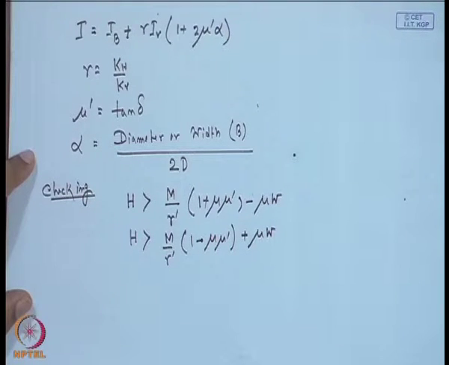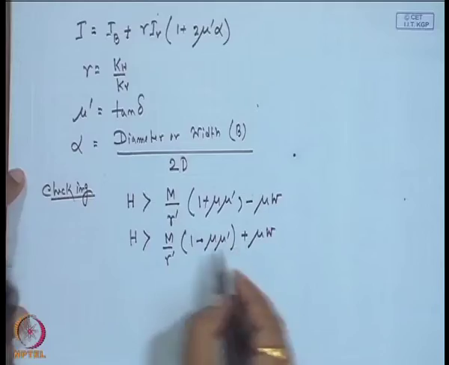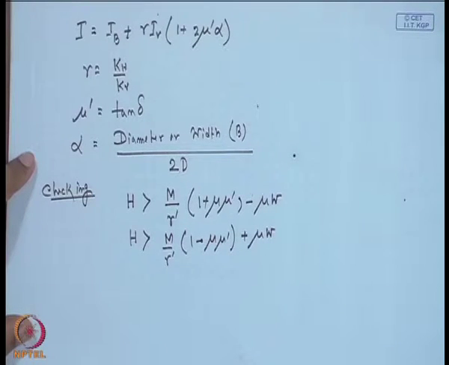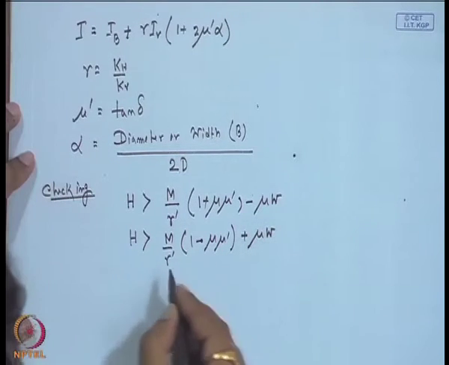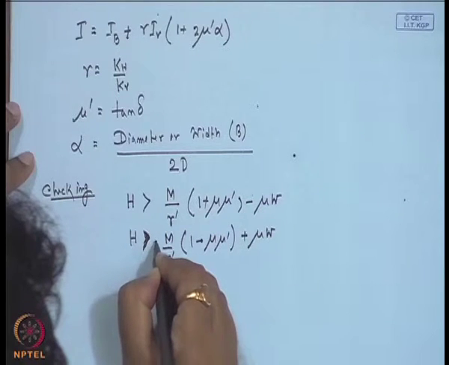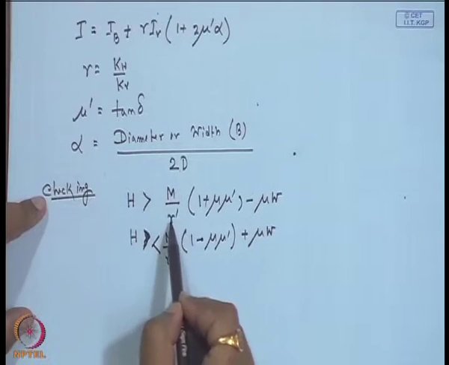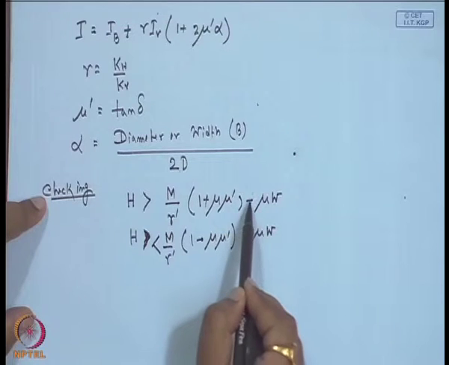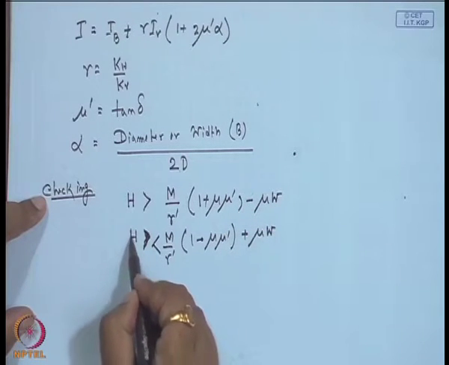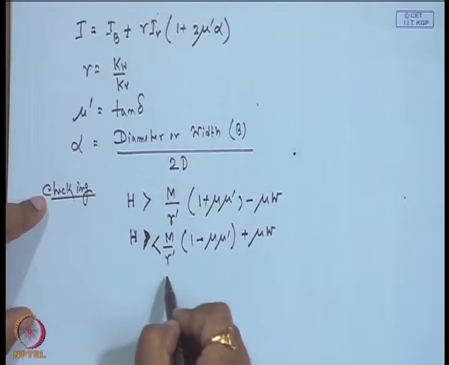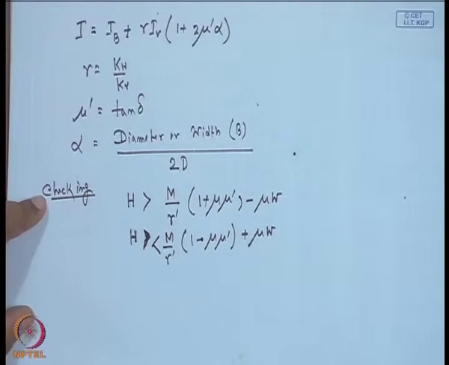So, in the first check you have to consider that mu and mu w that you have to calculate. Once you calculate, mu dash is given as tan delta, similarly mu is given as tan phi. That means one check is H greater than M by R dash into (1 plus mu dash minus mu w), and another is H should be less than M by R dash into (1 minus mu dash plus mu w).